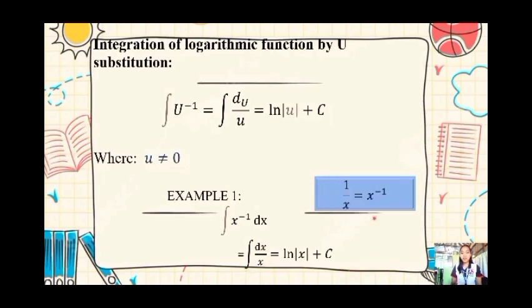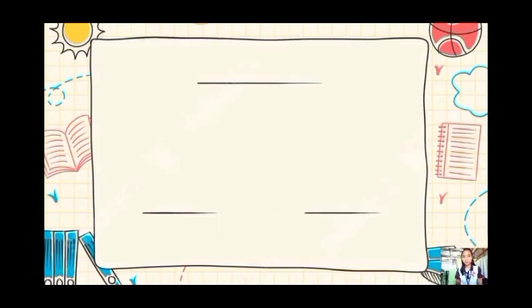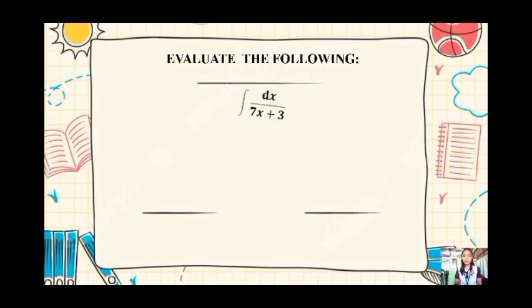So as we have observed, x raised to negative 1 will be 1 over x. So 1 over x times dx will be the integral of dx over x. So that's it. To further understand the logarithmic functions by using substitution in integrals, we must evaluate the following.